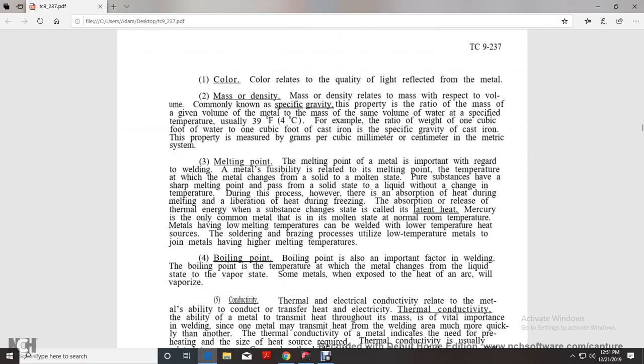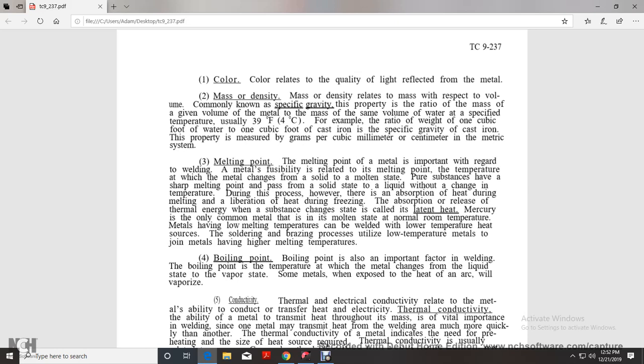Melting point. The melting point of a metal is important with regard to welding the metal, and relates to the temperature at which the metal changes from the solid to the molten state. Pure substances have a sharp melting point, passing from the solid state to the liquid without a change of temperature during this process. However, the absorption of heat during melting and the liberation of heat during freezing is the release of thermal energy. Substances changing state involve what is called latent heat. Mercury is the only common metal in a molten state at normal room temperature.